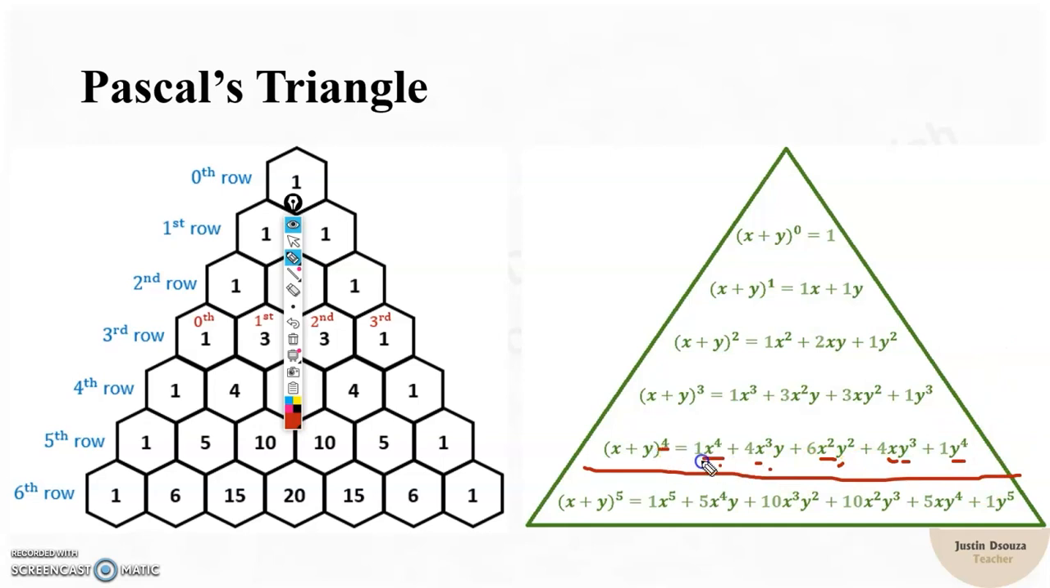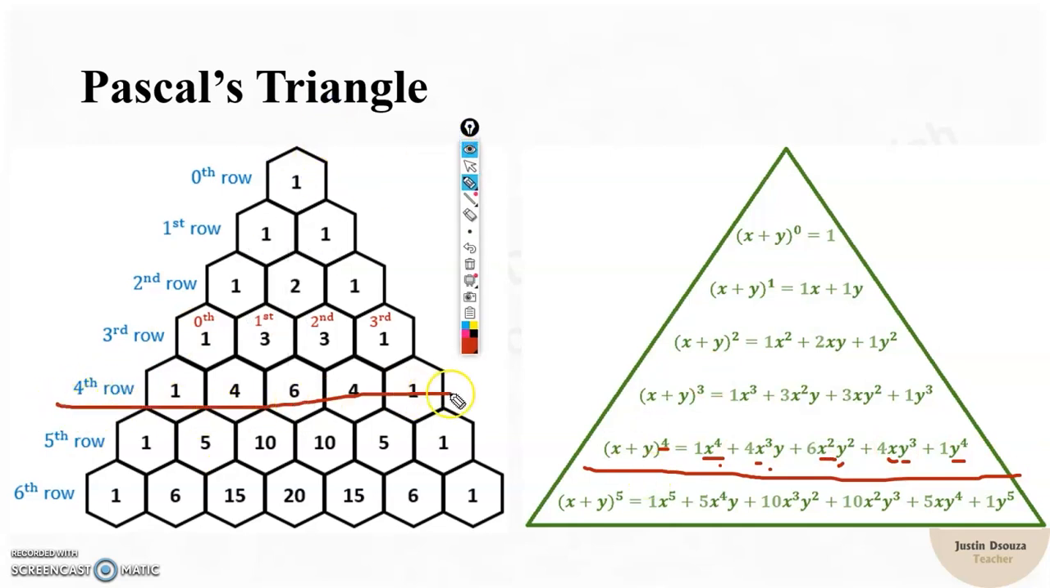Now what about the constants over here? How do we get it? That is from this triangle over here. Now which do I want? Power 4, fourth row. So the starting with 1, so we don't write it, or you can write it. 1, 4, 6, 4, and 1. So this is how we write it.